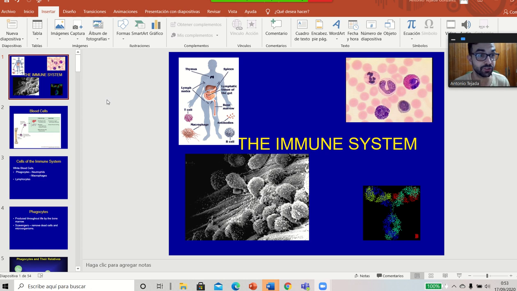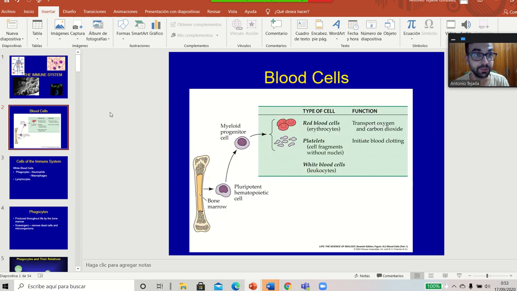The immune system protects us from any strange bodies that come into us. Okay, any pathogens, virus, bacteria, etc. That is strange to our bodies. The immune system is composed of different types of cells. We have the red blood cells, the platelets, and then the white blood cells. These different types of cells have different functions.